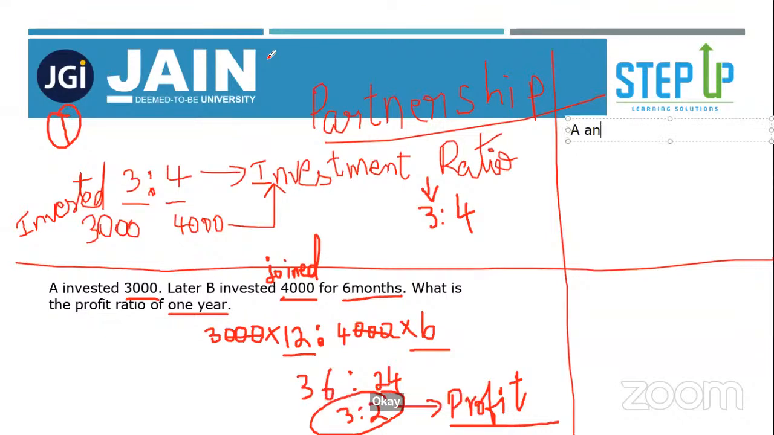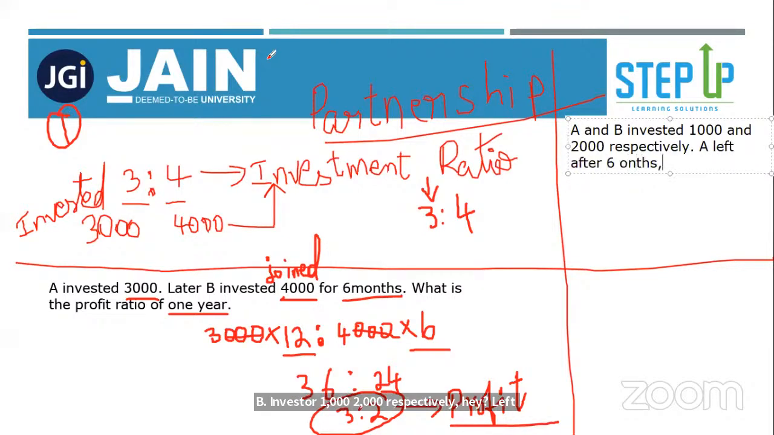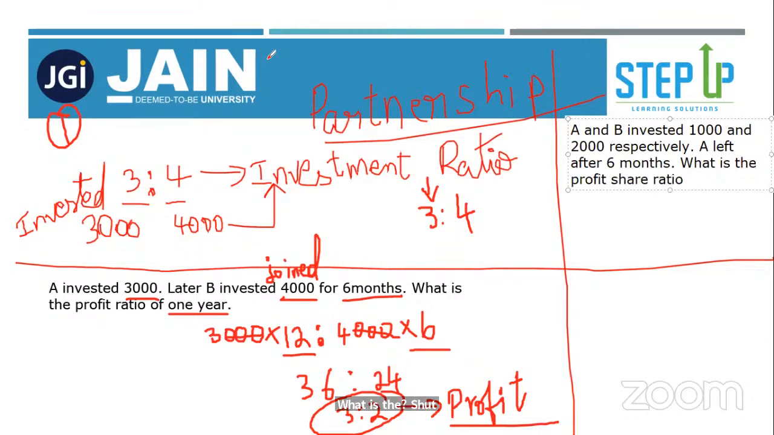A and B invested 1,000 and 2,000 respectively. A left after 6 months. What is the profit share ratio? If you can solve this, then the second type of question is also completed.